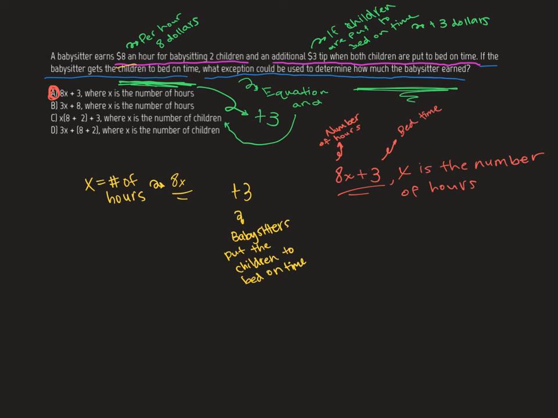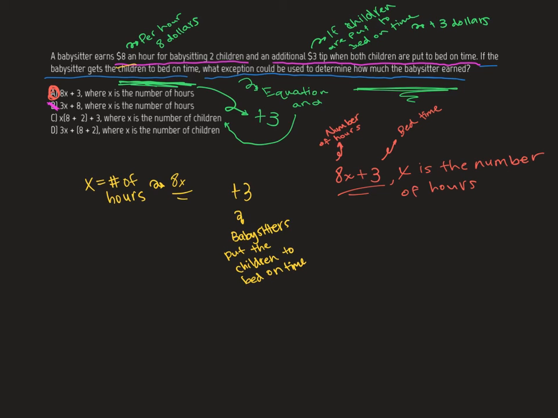Now let's look at why the other answer choices are wrong. We've got 3x plus 8. That would be wrong because 3x means that she's earning $3 per hour when the question is saying that she earns $8 per hour. So it can't be that answer.